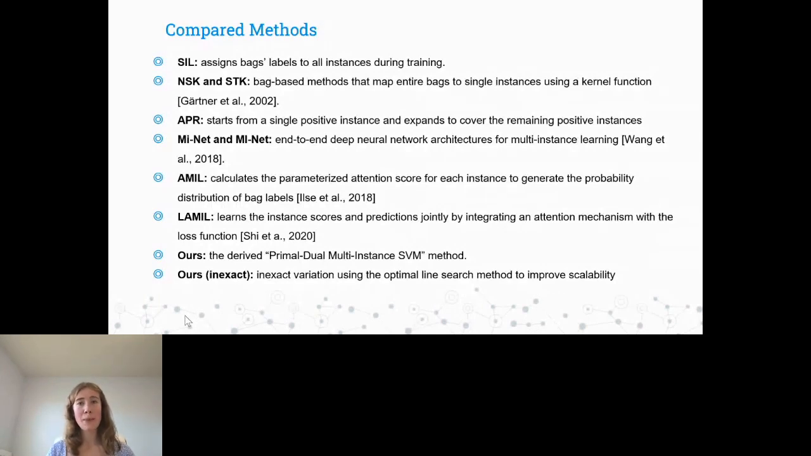Furthermore, we compare our method to MINet and capital MINet, which are two end-to-end deep neural network architectures which have been used for multi-instance learning. We also compare it to AMIL, which calculates the parameterized attention score for each instance to generate the probability distribution of bag labels. And we also compare it to LAMIL, which learns the instance scores and predictions jointly by integrating an attention mechanism with the loss function. Ours is the derived primal dual multi-instance SVM method, and ours inexact is the inexact variation using the optimal line search method to improve scalability.